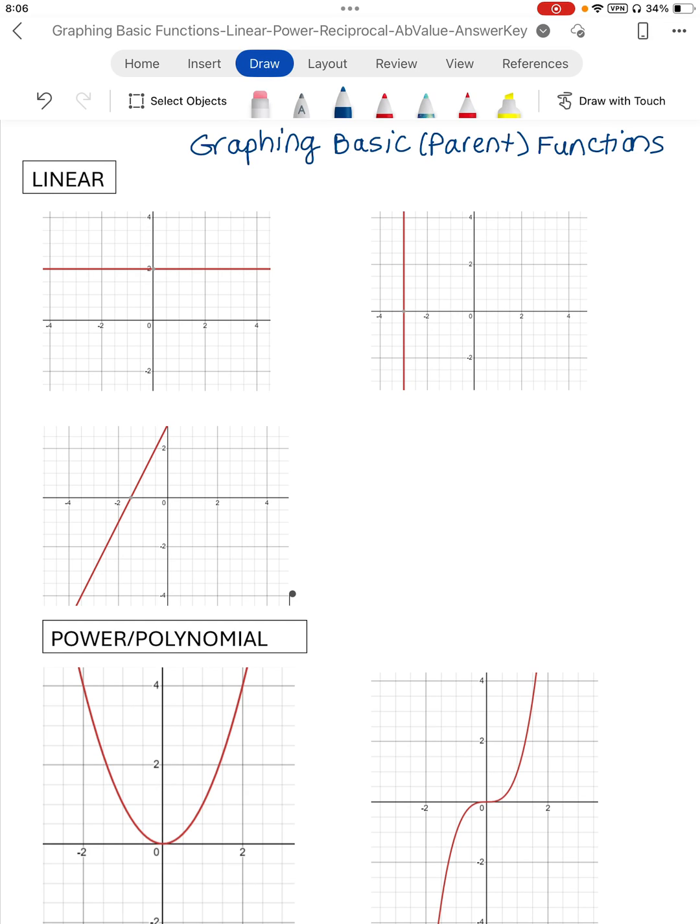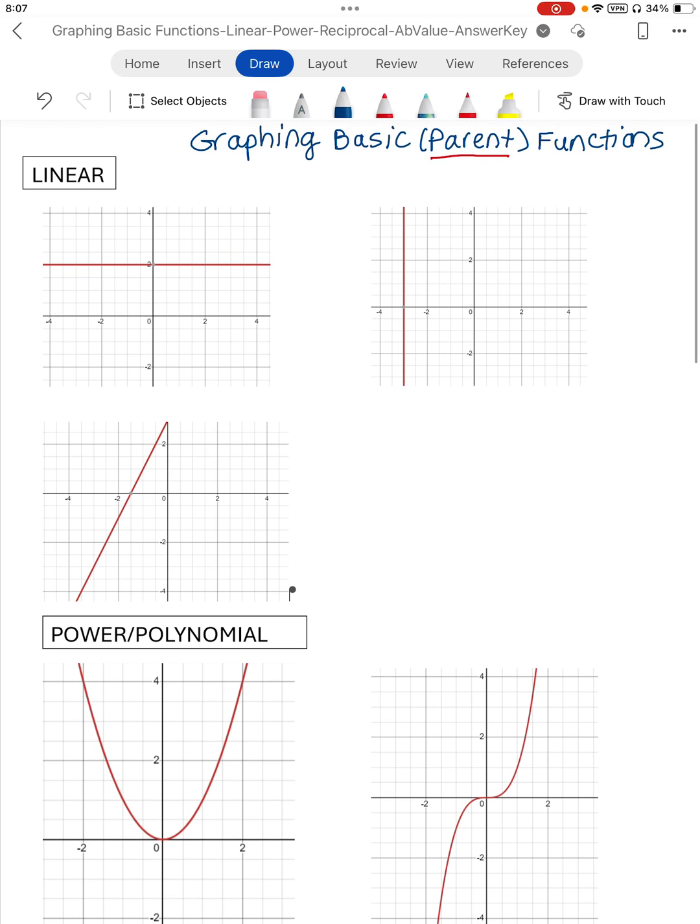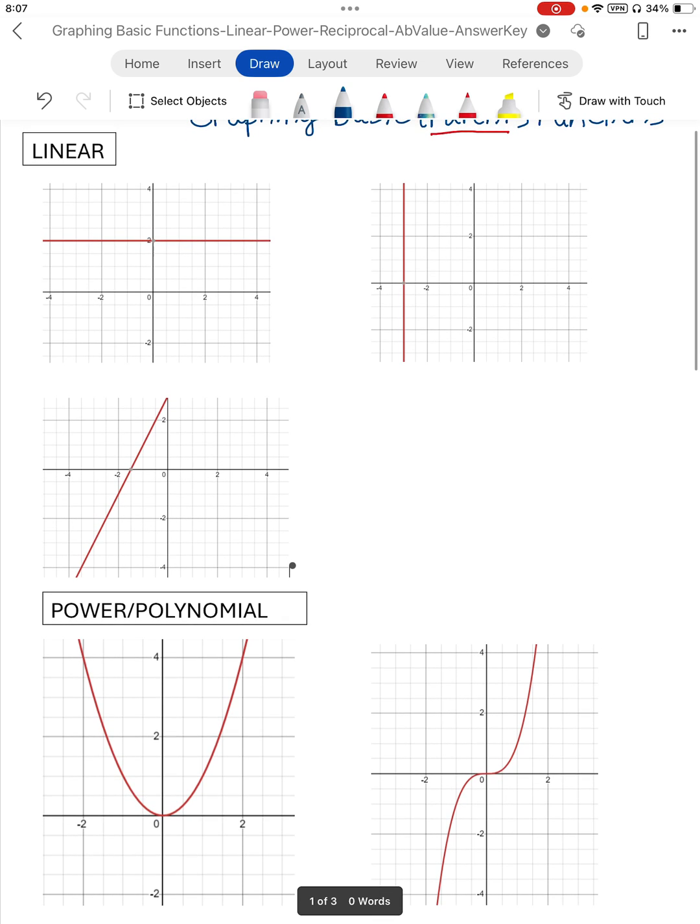Hi, in this video, we're going to talk about graphing your basic functions. Sometimes these are also called parent functions. And these are just your basic types of functions that we see a lot in mathematics. And you just want to have a general idea of how these look and how you would graph them. So let's just go through a few of these examples.